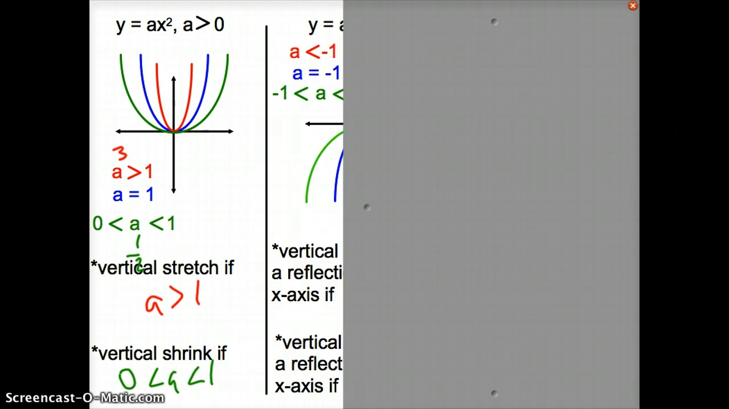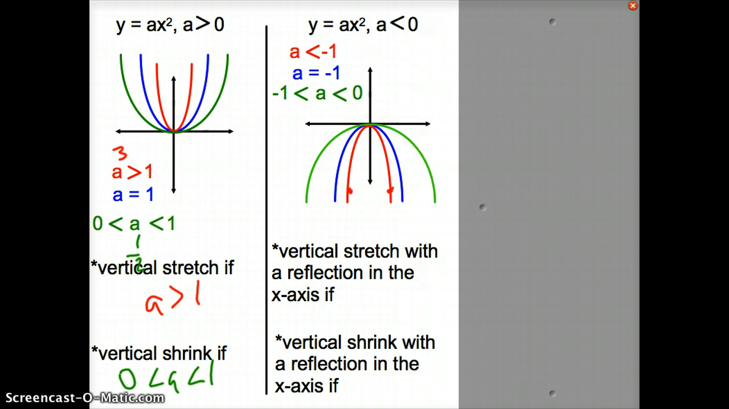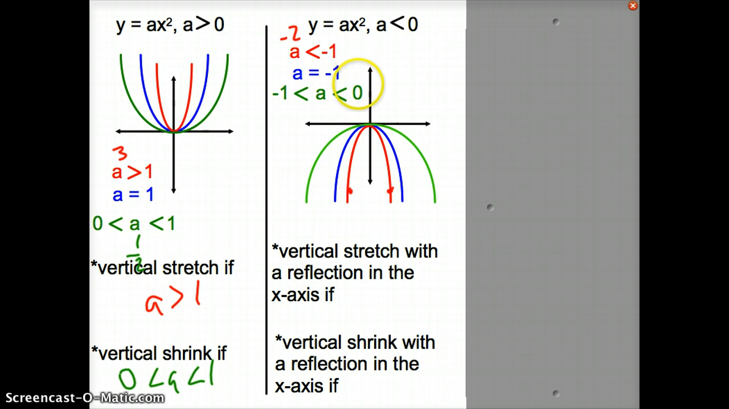Next, we are going to move on to y equals ax squared, where a now is less than 0. We're going to start with the example a is less than -1. For example, a could be -2. Any number that is less than -1, it could also be -3, -4. Notice how our red parabola opens down. It reflects across the x-axis, compared to the red parabola over here where it opens up. Now we are opening down.